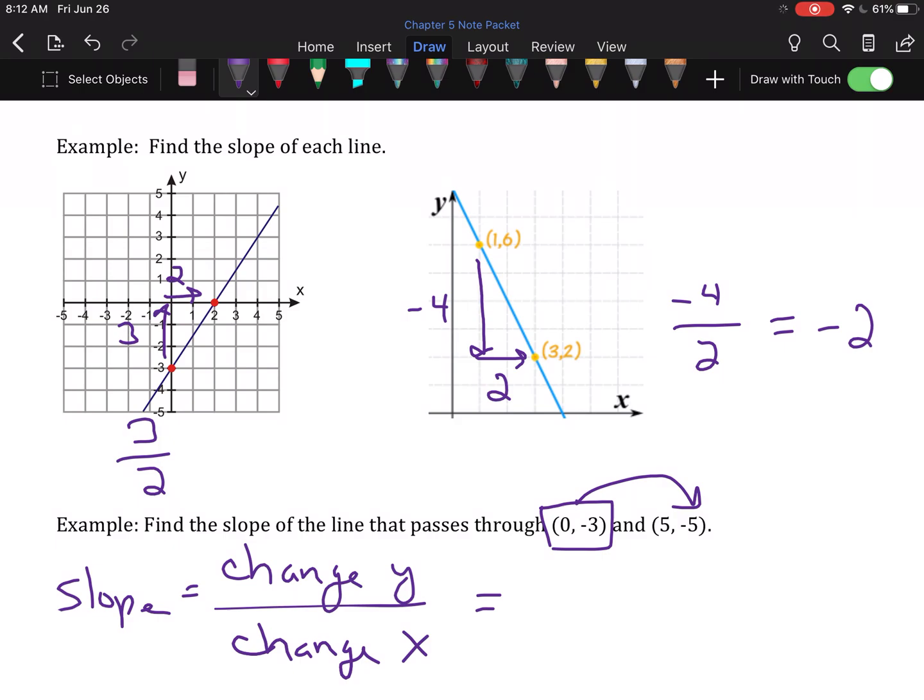To get from negative 3 to negative 5, from the first y value to the second y value, requires going down 2. It's a drop of 2. To get from the first x value to the second x value, 0 to 5, that's an increase of 5, which we would just represent as a positive 5. There's the slope, negative 2/5. That's it.